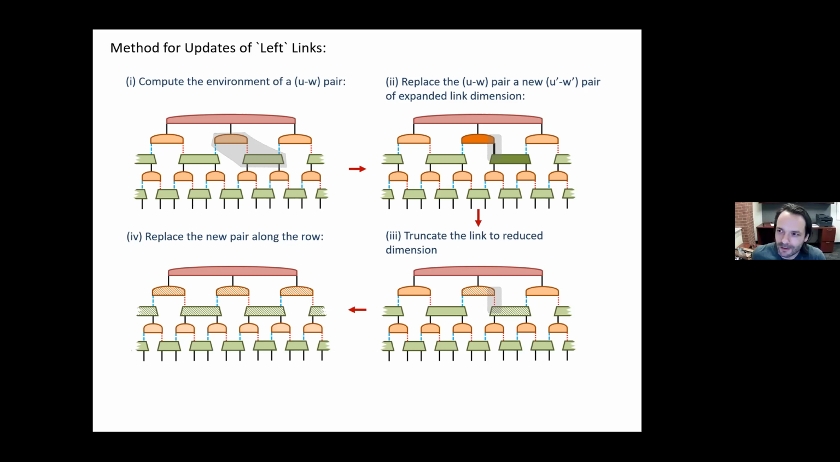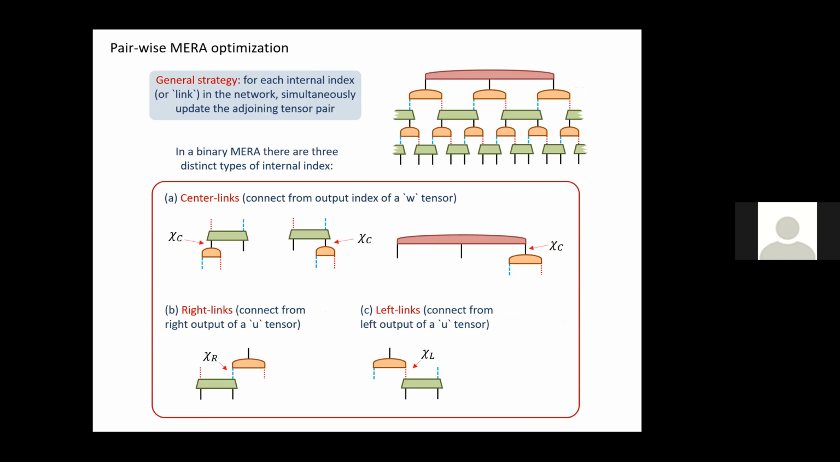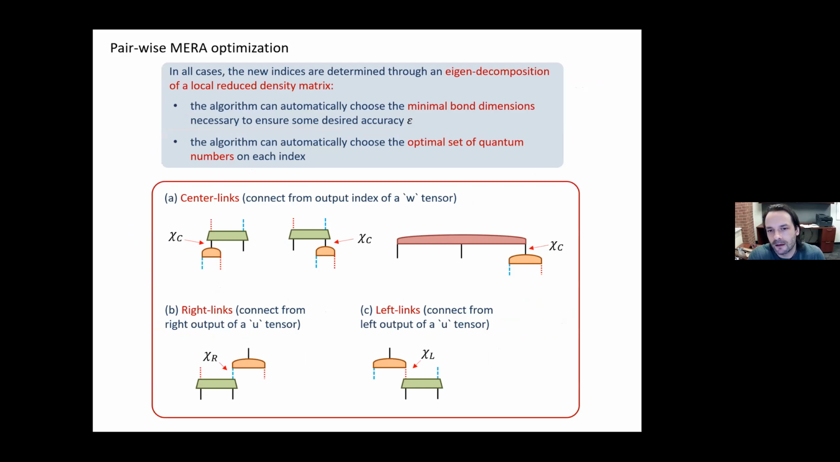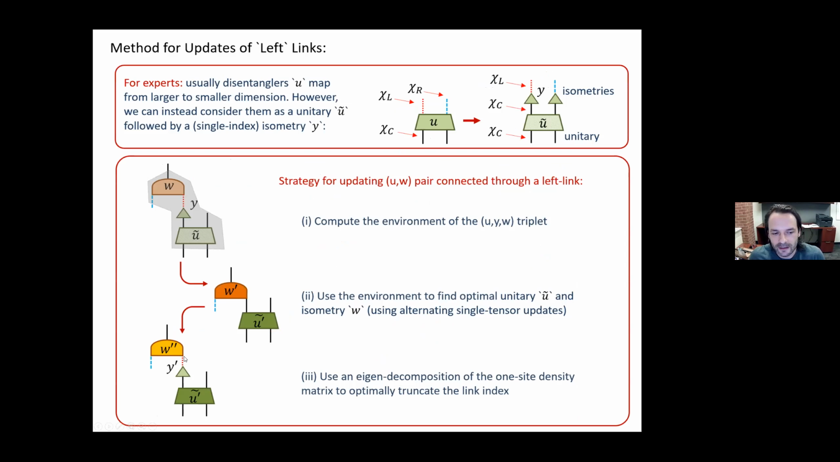That is a very good question. And the reason we do this is, so I've described the scheme for updating all of the different links. The reason we didn't just absorb it to begin with is that doing it the way I described allows the internal index to be adjusted in some smart way. Okay, so the final dimension of the index that we get comes from an eigen decomposition of a density matrix. So I can change the dimension and change the quantum numbers on that index from what it was in some automated way, which I wouldn't get if it was just absorbed in the tensor to begin with.